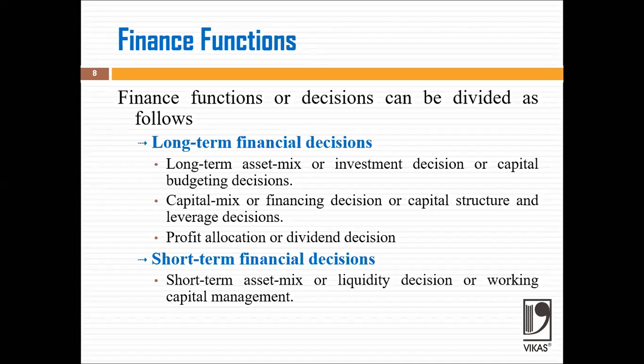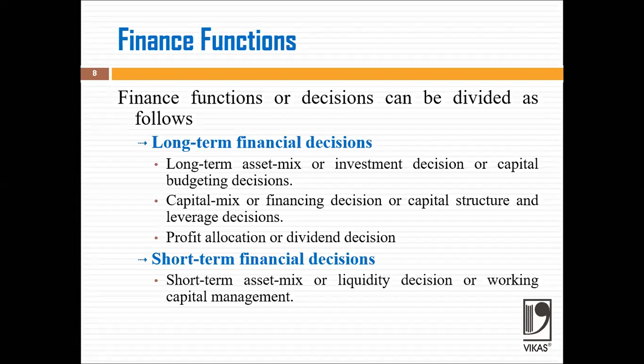Long-term asset mix, or investment decision, or capital budgeting decisions, right? These are the synonyms for the long-term financial decisions. Asset mix means how much money should be allocated to purchase property, plant, machinery. How much we have to spend to purchase land, how much amount of money should be allocated for the office building, and how much amount of money should be allocated for financial investment, right? Financial assets. So this kind of investment decisions comes under the long-term financial decisions. It can sometimes be said as long-term asset mix or investment decisions or capital budgeting decisions.